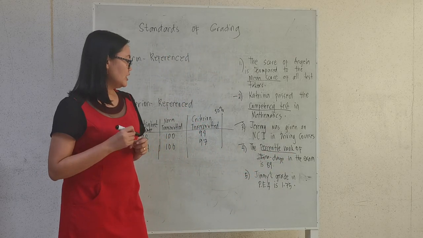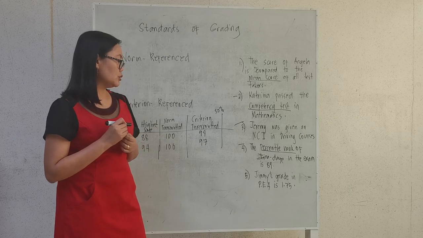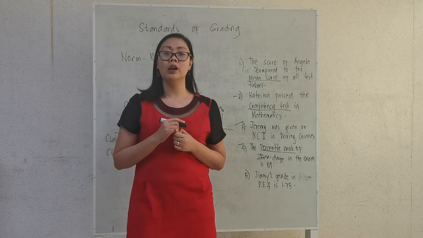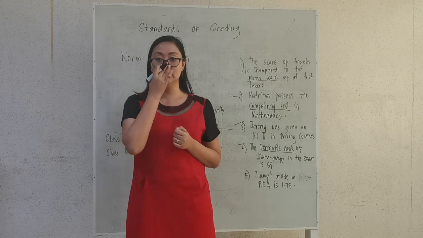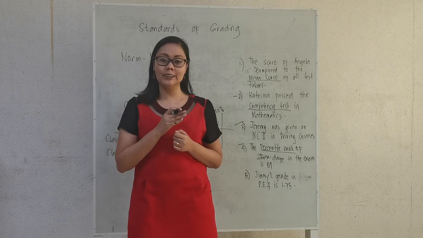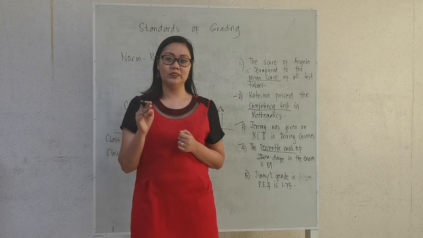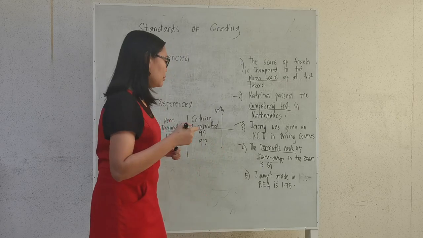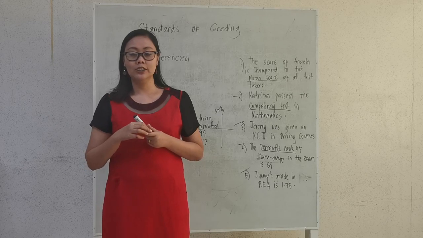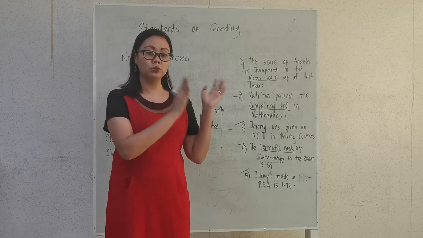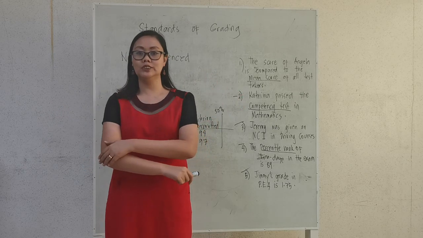Okay? Then lastly, Chinese grade in physical education 4 is 1.75. We mentioned earlier that in college, we are using what? We are using criterion base. So therefore, number 5 is criterion base. So that is norm reference and criterion reference grading systems.